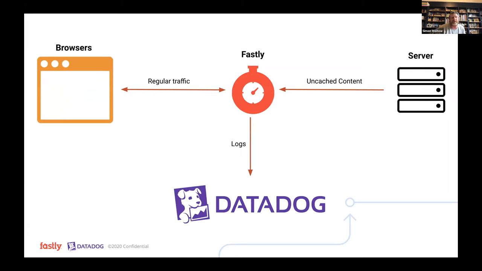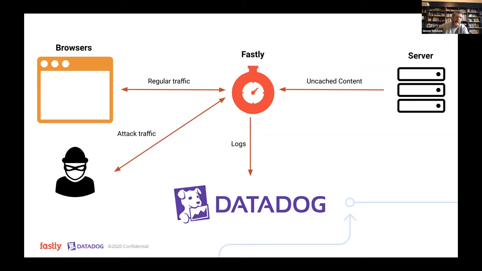So this is a fairly typical setup for a server. You've got Fastly sitting in front of an origin server. It's fetching any uncached content or any really, really heavily personalized content from the server. And you've got regular traffic coming from browsers, and everything's going fine, and we're feeding the logs in real time to Datadog.